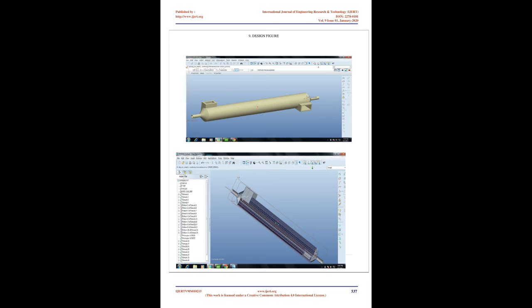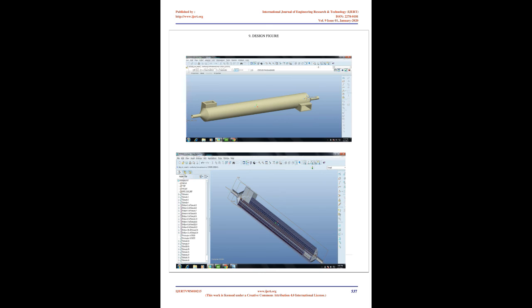The selected and estimated constructional parameters can be summarized as: shell inside diameter Ds equals 0.58 m. Number of tubes NT equals 374. Tube outside diameter do equals 19 mm. Tube inside diameter di equals 16 mm. Square pitch PT equals 0.0254 m. Baffle spacing B equals 0.5 m.